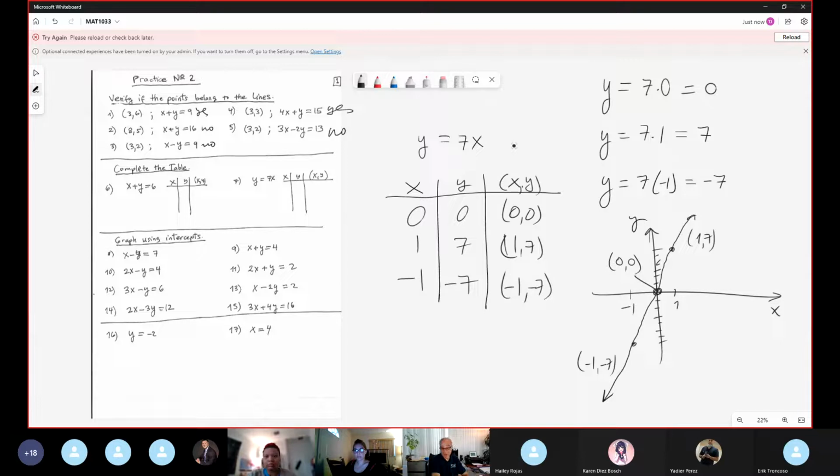Okay, and the slope is 7. So the inclination is strong. It's 7. Any question, guys? No? Okay.